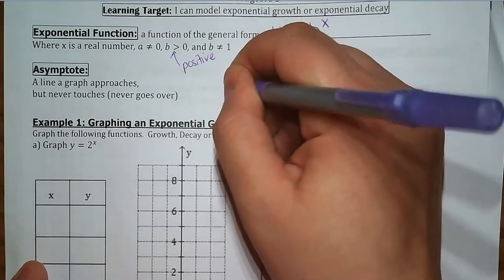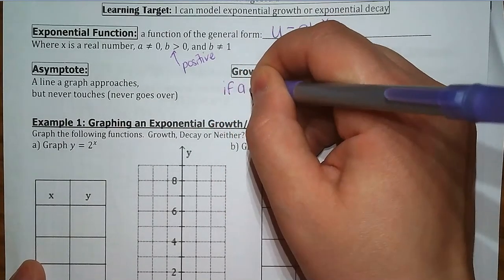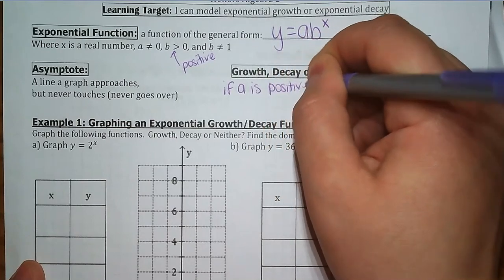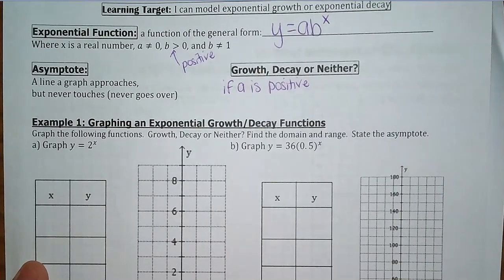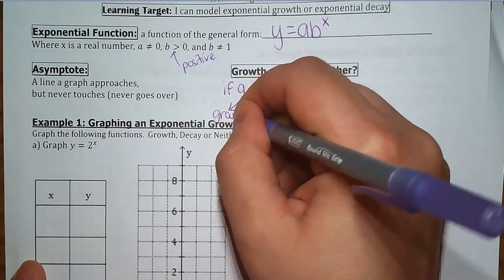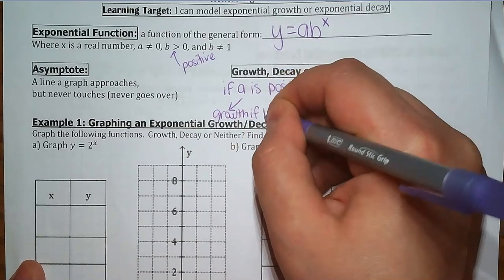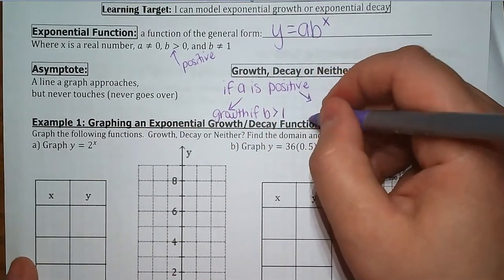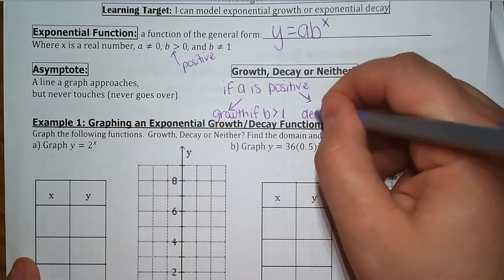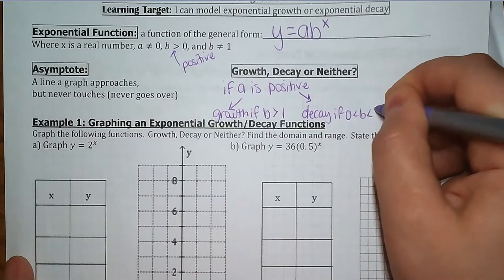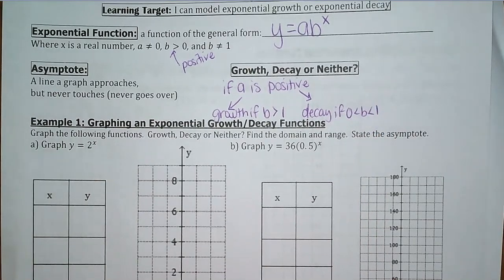Okay, so if the A value is positive, then you have two things, all right? So if the A value is positive, you're going to have growth if the B value is greater than 1. Or if, again, the A value is positive, you'll have decay if B is between 0 and 1.